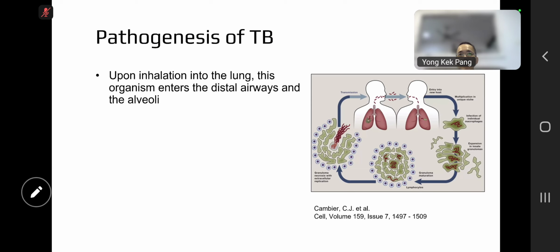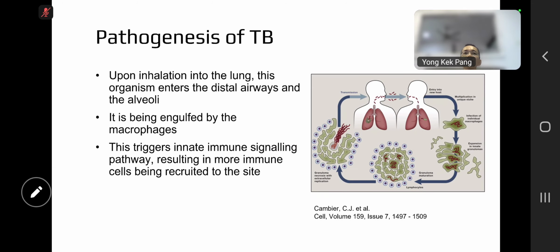Upon inhalation into the lung, this organism initially will enter the distal airways and the alveoli. And our soldiers in the lung, which is the macrophages, will engulf the bacteria, and this triggers the innate immunity. Innate means it's not something specific. Innate means it's something like general. Resulting in the immune cells being recruited to the site.